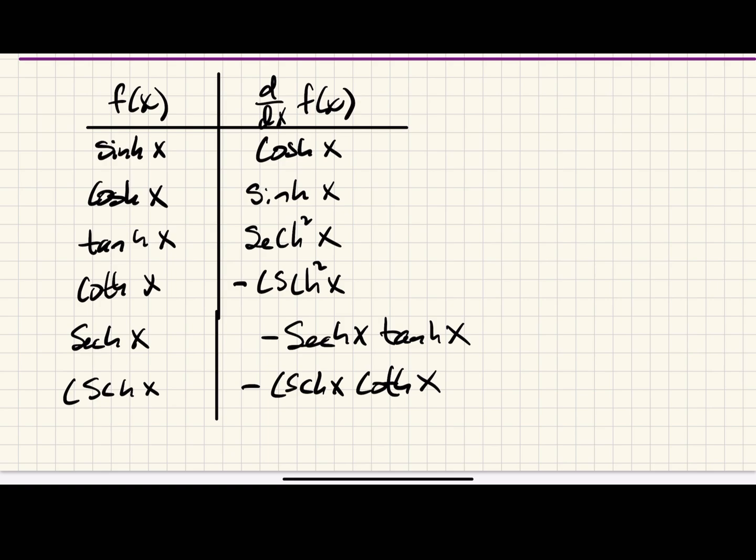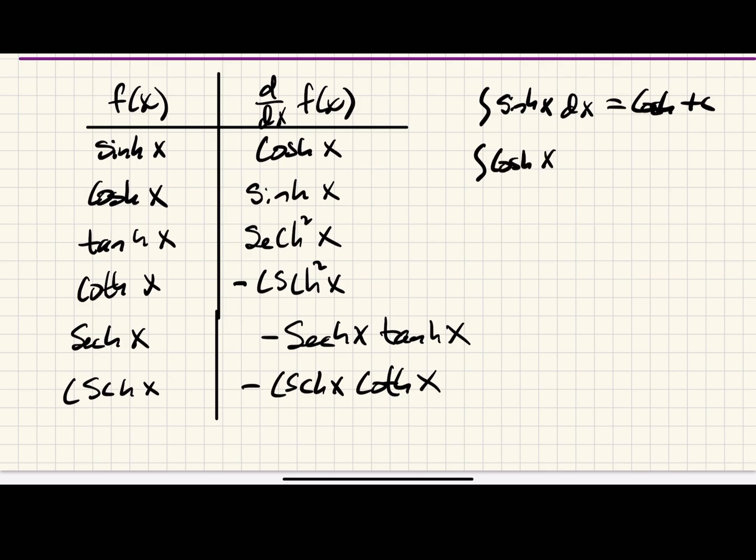Will we be learning the antiderivative as well? Oh, good idea. So the integral of hyperbolic sine is, oh wait, I should have put a dx there, shouldn't I? Is hyperbolic cosine plus c. The integral of hyperbolic cosine is hyperbolic sine, plus c. And that's not surprising because we've got these derivatives sitting right here in front of us.